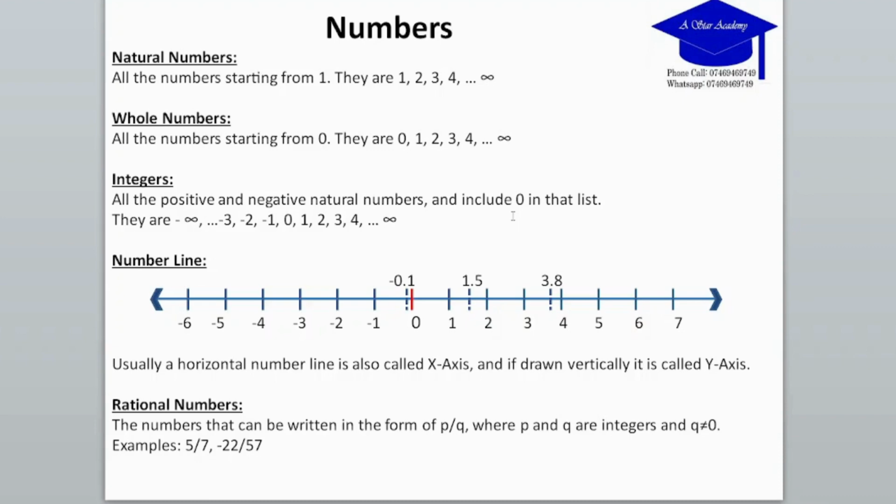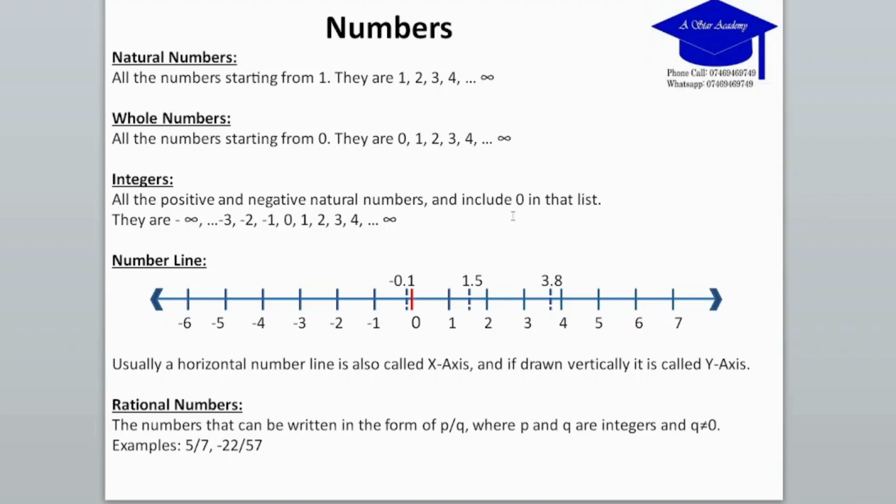We can also show some numbers in between, which I have shown with dashed lines, like -0.1 or 1.5 or 3.8. So all these numbers can be shown on a number line, and usually when we draw it horizontally it's called an x-axis, and if we draw it vertically it's called a y-axis, and we'll see that later on.